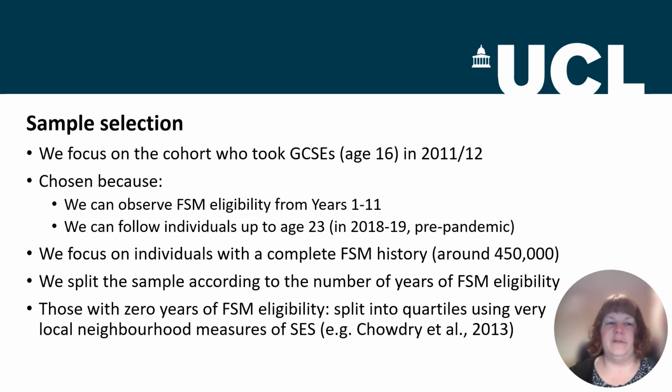So what we then do is split the sample according to the number of years of free school meal eligibility. Of course, there are still going to be individuals who were never eligible at any point during their school career. And what we do for those individuals is to use information on the neighbourhoods in which they live, very local neighbourhoods. And we draw together information about the characteristics of the populations who live in those neighbourhoods in terms of different measures of socioeconomic status, in order to provide a proxy for their own individual measures. So for those individuals, we split them into 4 groups, quartiles, on the basis of how advantaged or disadvantaged their very local neighbourhood is.